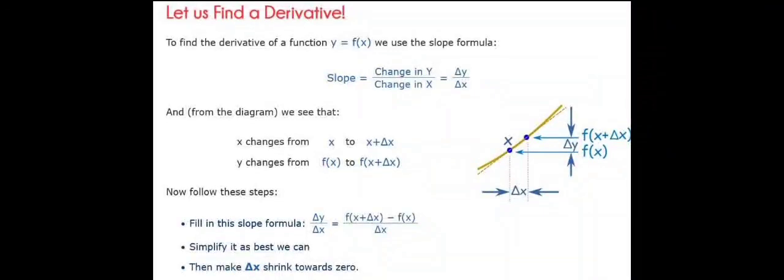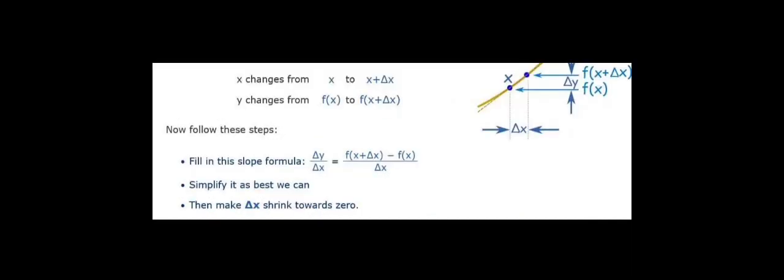Now let us find a derivative. To find the derivative of a function, y equals f of x, we use the slope formula. Slope is equal to change in y over change in x. And from the diagram, we see that x changes from x to x plus change in x. Y changes from f of x to f of x plus change in x. Now follow these steps. Fill in this slope formula. Change in y over change in x is equal to f of x plus change in x minus f of x, over change in x.